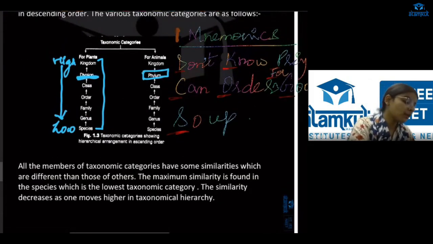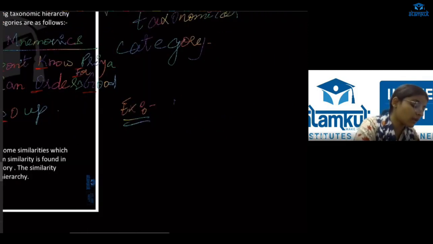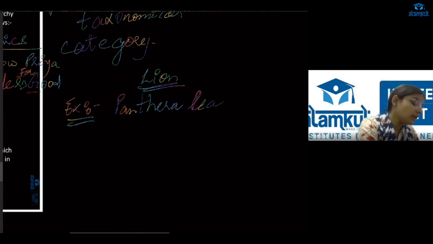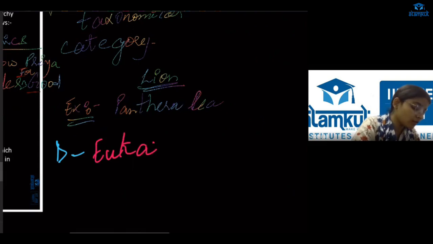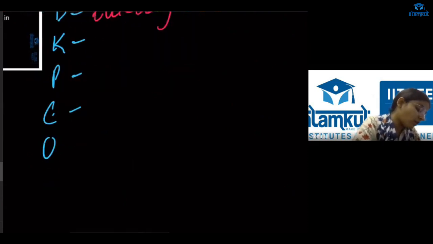Now, if we want to take an example of how we will classify any species, I'm taking the example of Panthera leo, which is, by the way, the scientific name of lion. Let's see how we will place them. Domain, I'm only writing D. In what domain has it been placed? Domain eukarya, because they are eukaryotes. Then let me write it first: domain, kingdom, phylum, class, order, family, genus, and then species.